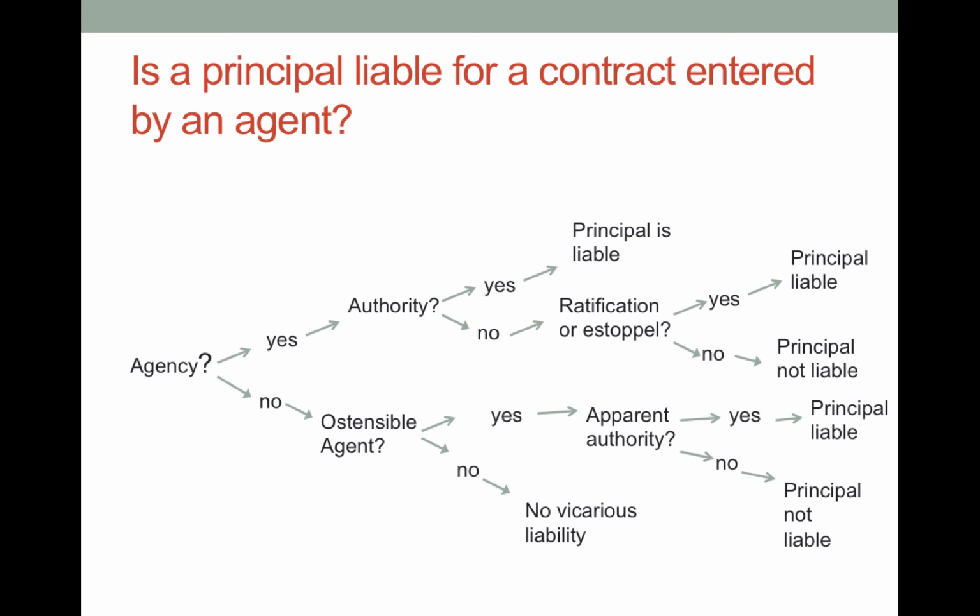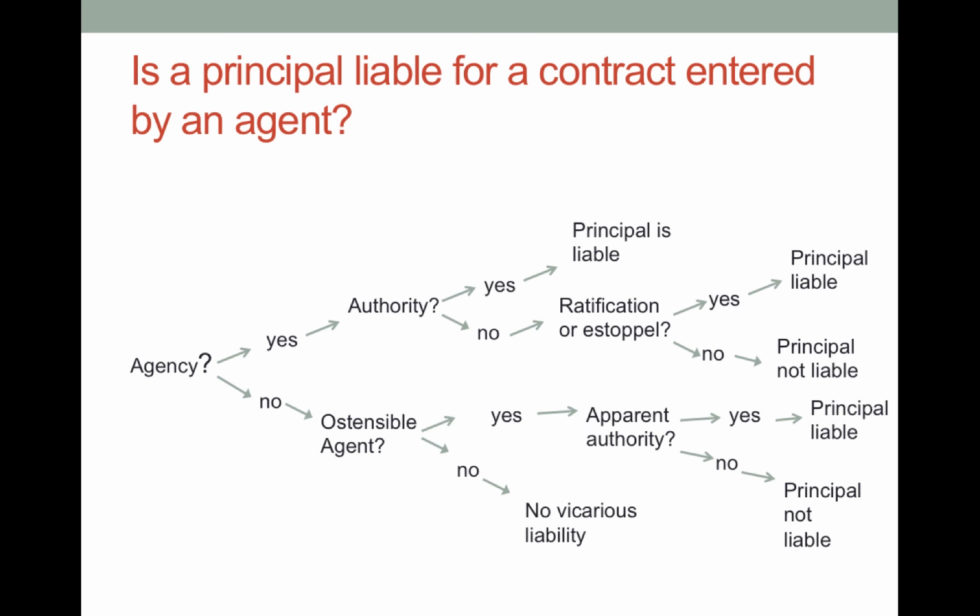Now let's go back to where it says, yes, there's an agency, but no, the agent did not have authority. There was no actual authority, no apparent authority. Check for ratification or estoppel. Did the principal ratify this otherwise unauthorized contract? For example, by accepting payment or by signing off on an agreement to be bound? If your answer is yes, then the principal is liable.